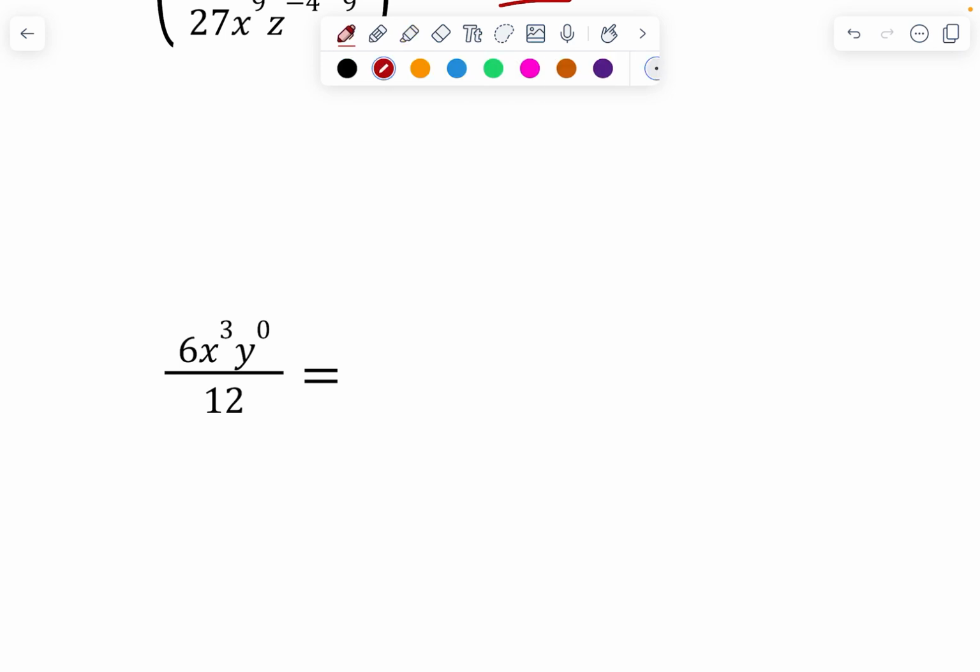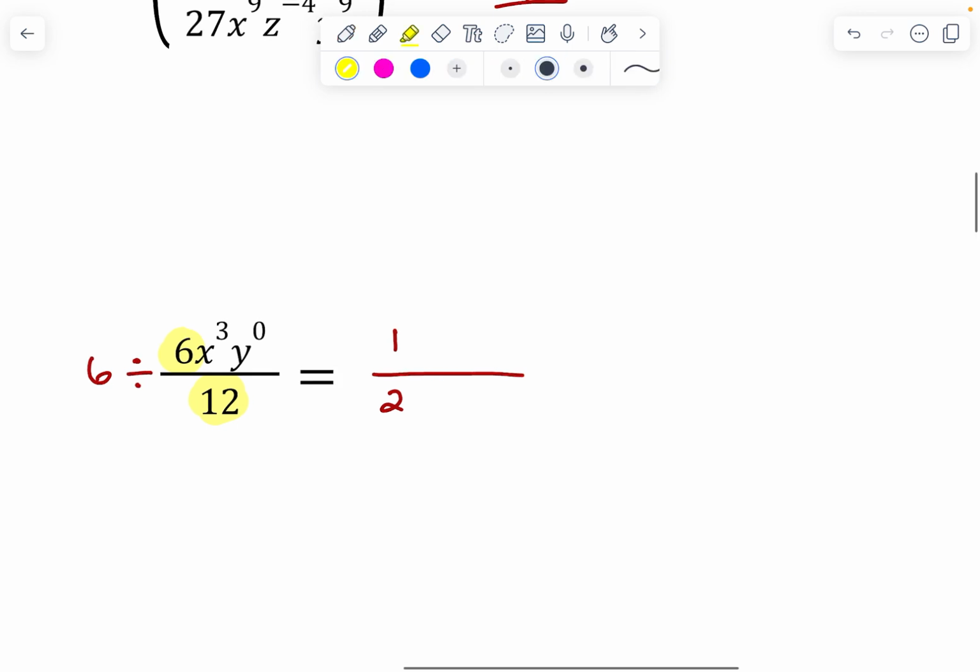We do have some division here. So I'm going to start with my coefficients in the front, 6 and 12. I know that 6 goes into both of those, so I'm going to divide both by 6. 6 divided by 6 gives me 1 on the top, and 12 divided by 6 gives me 2 on the bottom.